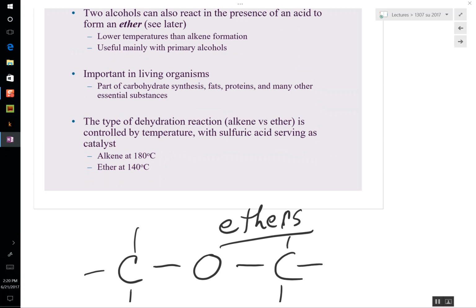You can't form an alkene out of methanol. You need two carbons. So the only thing you could do is form an ether by dehydrating between methanol molecules. But if you had an alcohol where you could form an alkene, you could direct it by the reaction conditions to produce either ethers at lower temperatures or alkenes at higher temperatures.